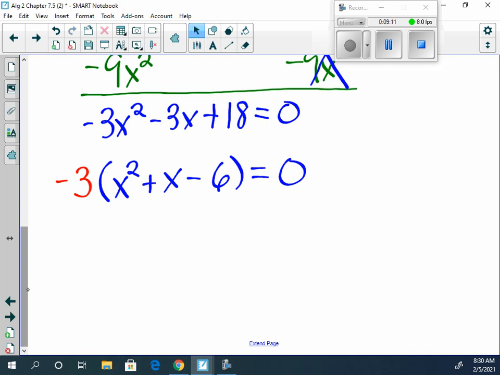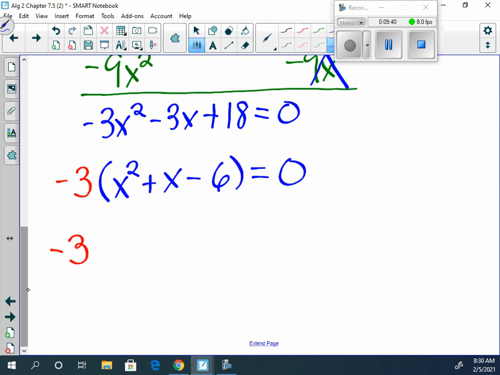So this -3 is a scalar. It's part of the equation. But what are we really solving? The x squared plus x minus 6, yes? So that's why it's the same, because that's not what's making this be 0. It's this set of parentheses. It's not the -3. That's why dividing everything by -3 works the same as factoring it out. Okay.